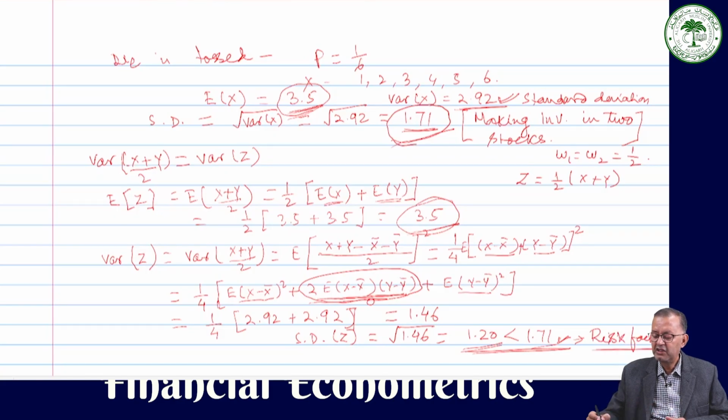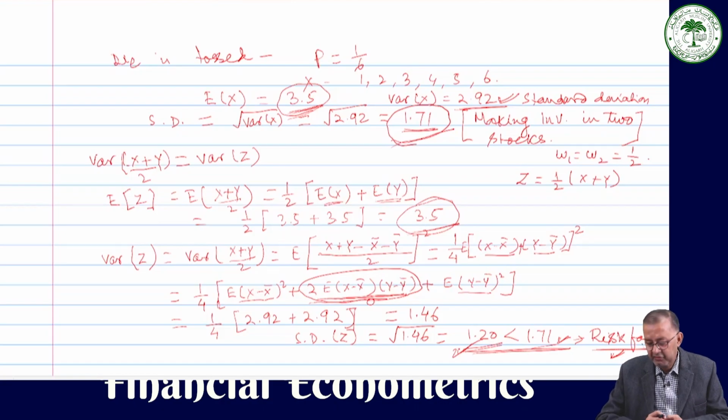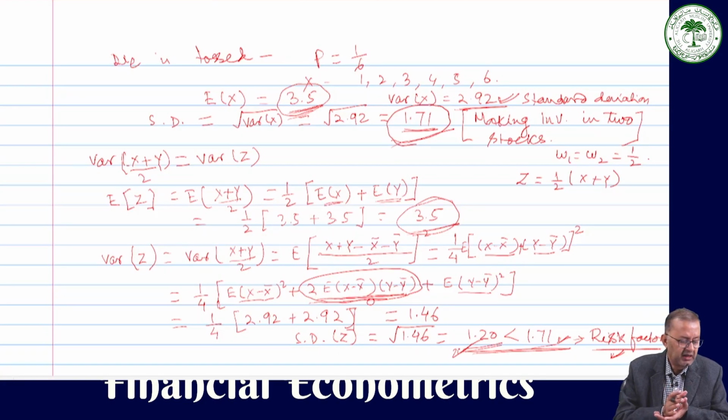So it shows the risk factor. The risk factor has reduced considerably when the portfolio is divided into two assets. When you divide this into three assets, the risk factor will go down further. When you divide this into more than three, or n assets, the risk factor will go down further. So this is the simple concept of portfolio investment. The portfolio investment tries to reduce the risk factor. This we have proved mathematically.